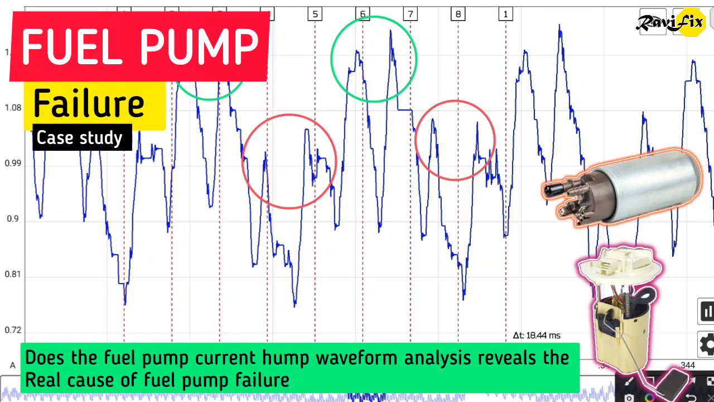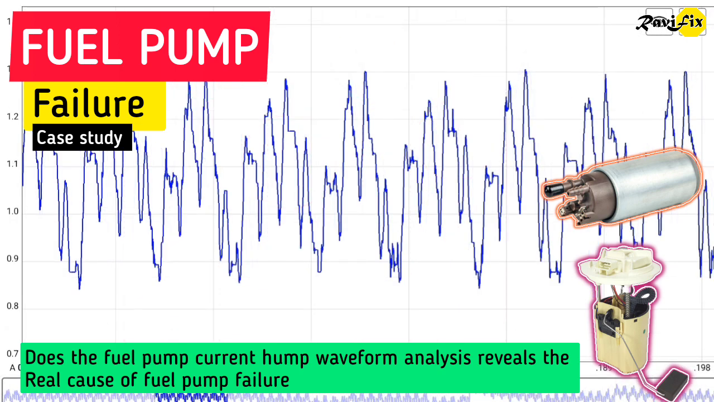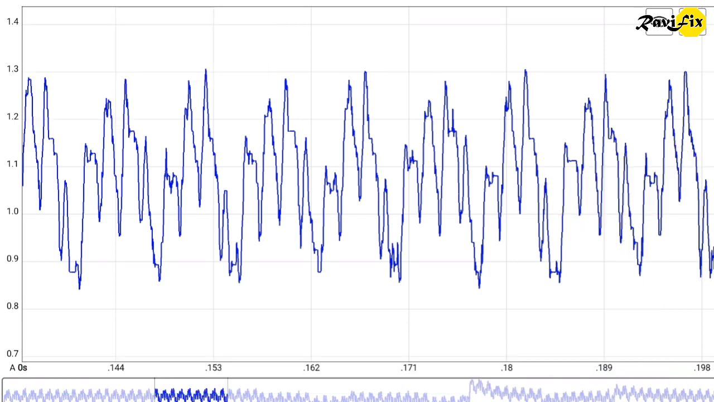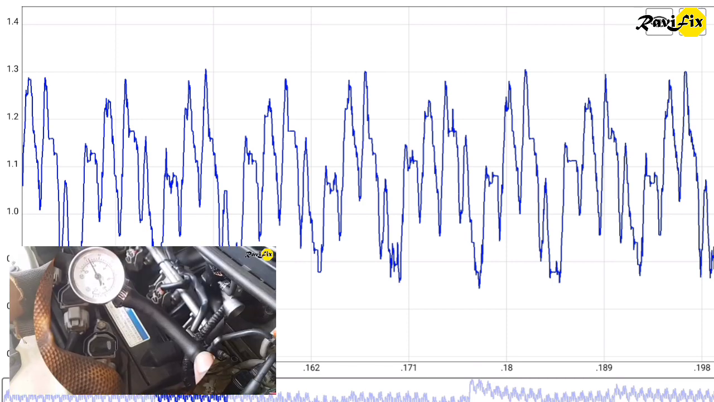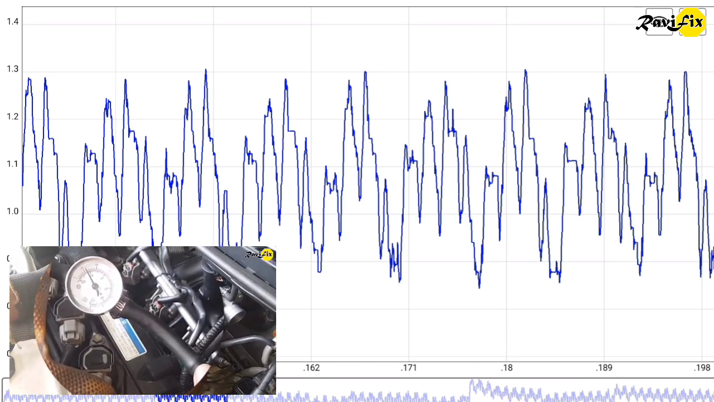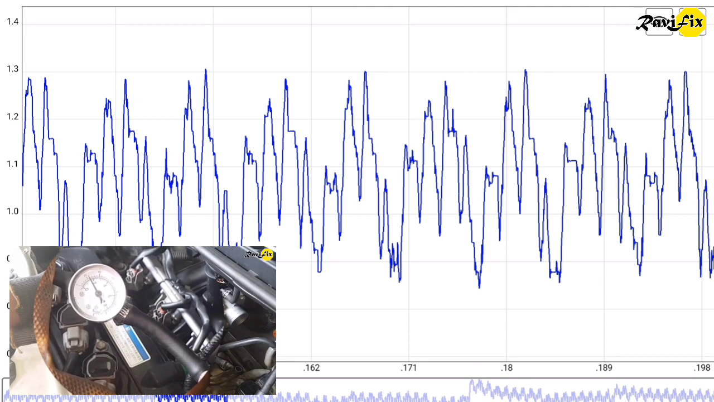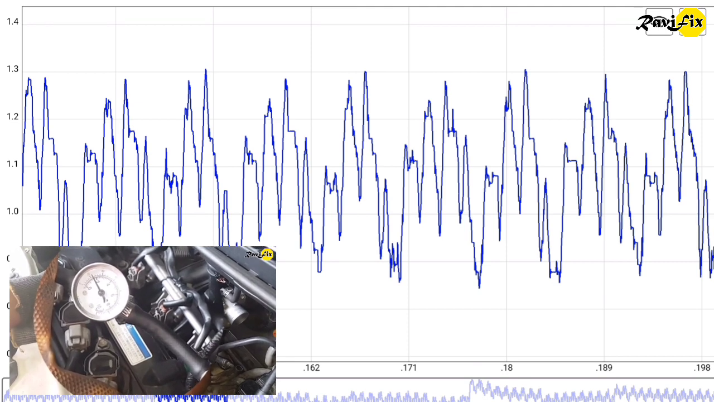Today I am going to bring you a case study of fuel pump current hump waveform analysis. In this video, I am going to talk about whether the fuel pump current hump waveform analysis reveals the real cause of a fuel pump failure. This waveform is a recently diagnosed fuel pump current hump waveform. With the first impression of this waveform, you get the sense that this is a bad fuel pump.